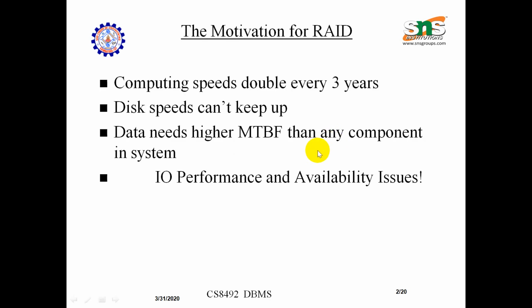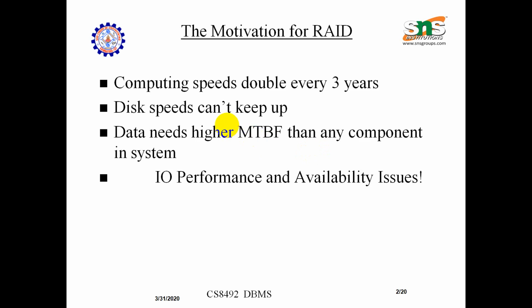What is redundancy? RAID. RAID is an abbreviation for redundant array of inexpensive disks, or redundant array of independent disks. What is the motivation of RAID? Computing speed doubles every 3 years and disk speed cannot keep up. The data needs a higher MTBF, mean time between failures, than any component in the system. IO performance and availability issues.